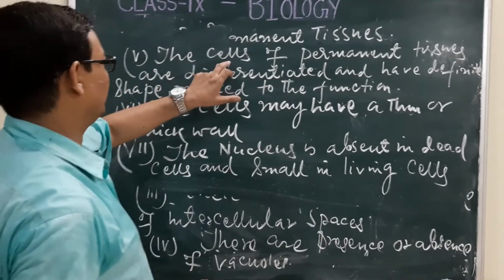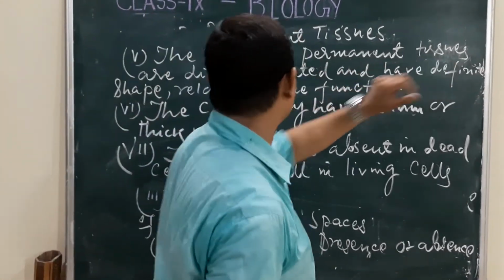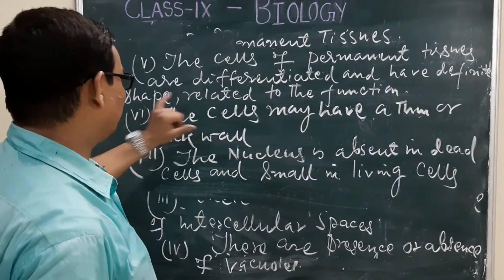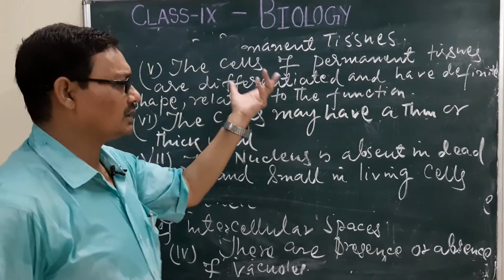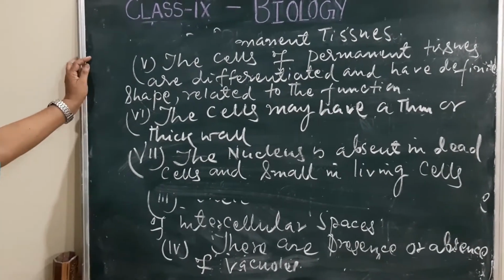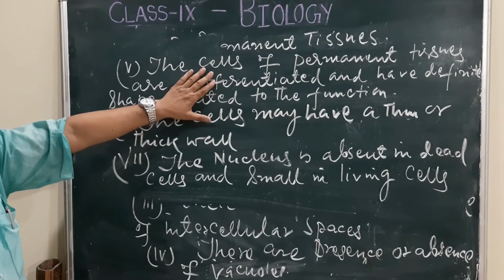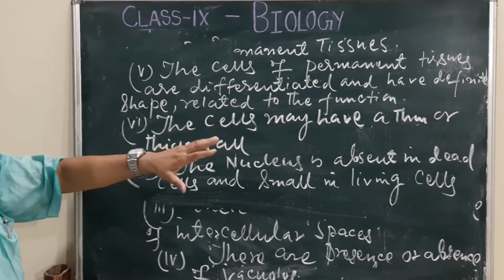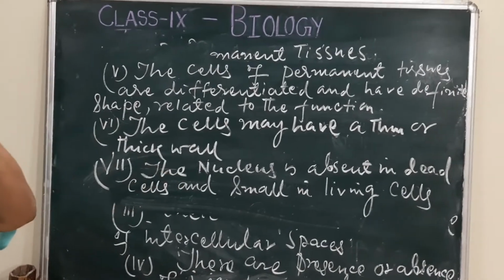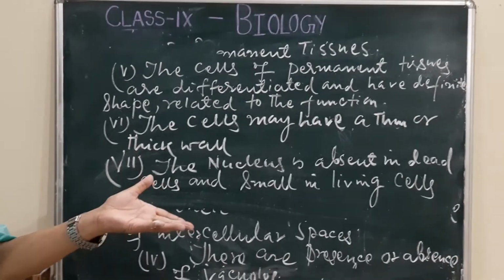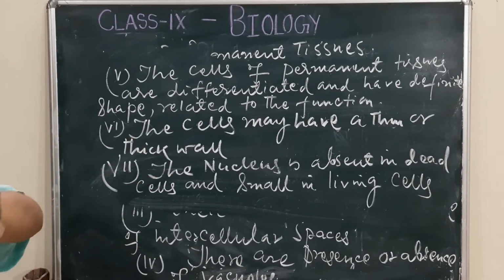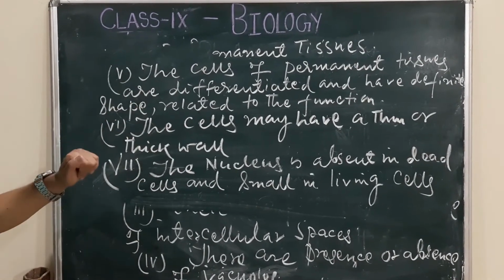Number 5th, here I have written the cells of permanent tissues are differentiated and have definite shape related to the function. I have already told you that it is derived from the meristematic tissue, and how it differentiates when the tissue loses the ability of division and gets a permanent shape, size and performs a permanent job. That means it is the permanent tissue.